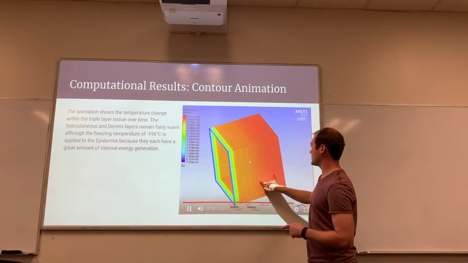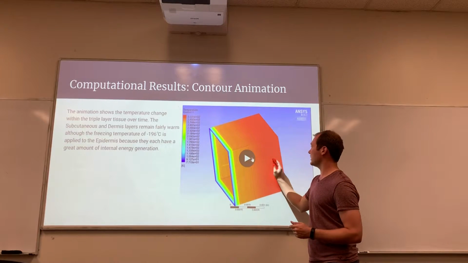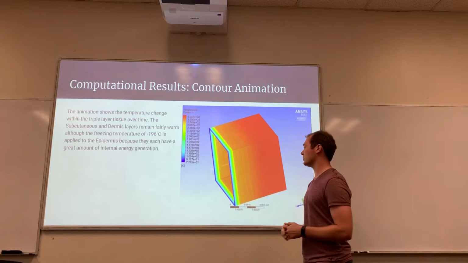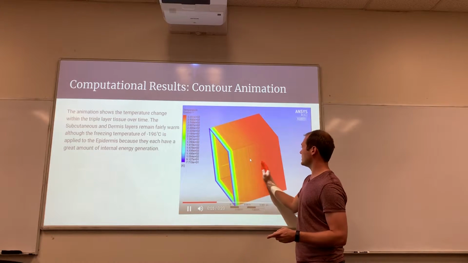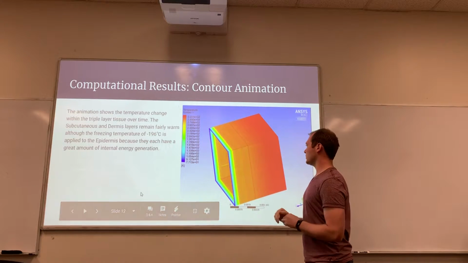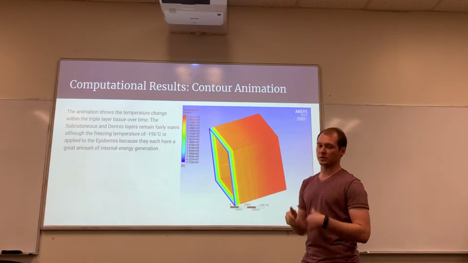The dermis and subcutaneous tissue, as you can see, change to some degree, but they stay darker overall. This is due to the metabolic generation and blood perfusion. At one point, you can see that there is a fluctuation between the cryoprobe's temperature effects and the metabolic generation, and this is due to the tissue trying to sustain itself.